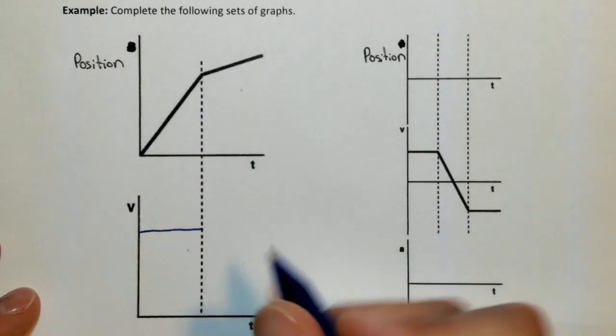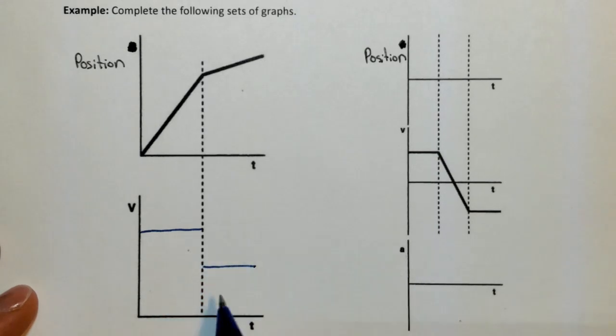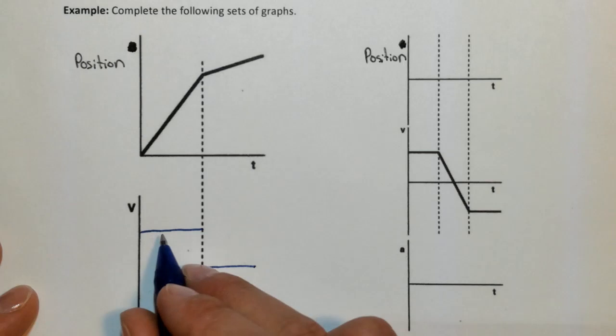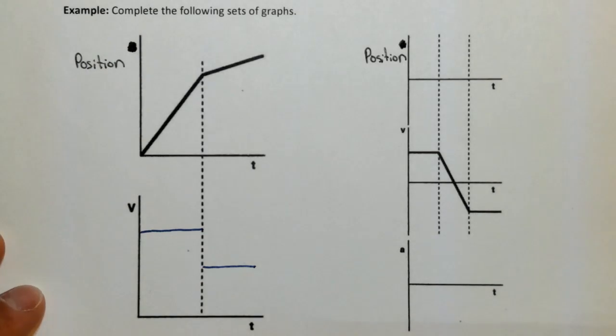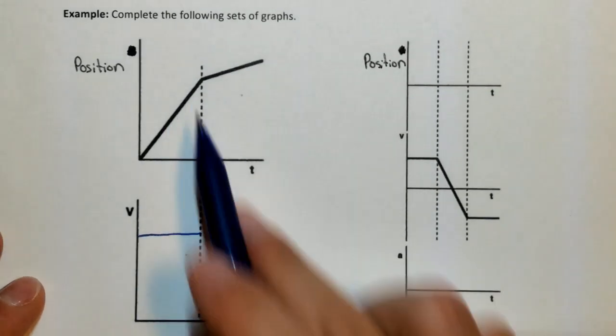So when I draw that, I could draw it like this. My velocity is still positive, right? It's up here, above the x-axis. It's the same for this whole section, but it's smaller than the velocity I had over here. Okay, so that's going from position to velocity.